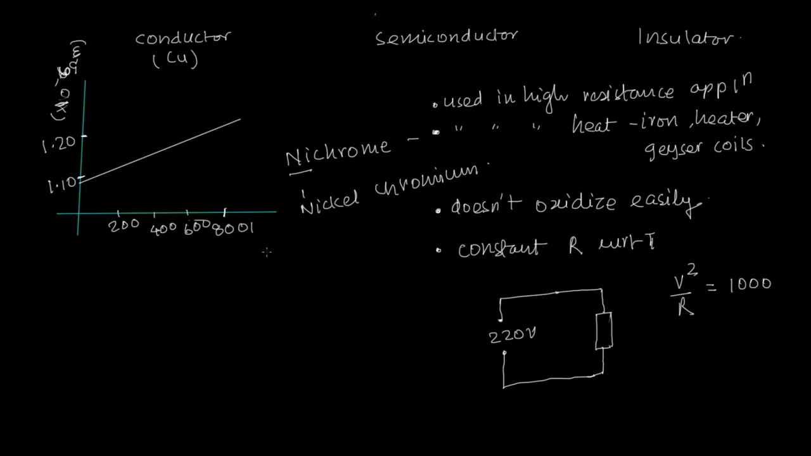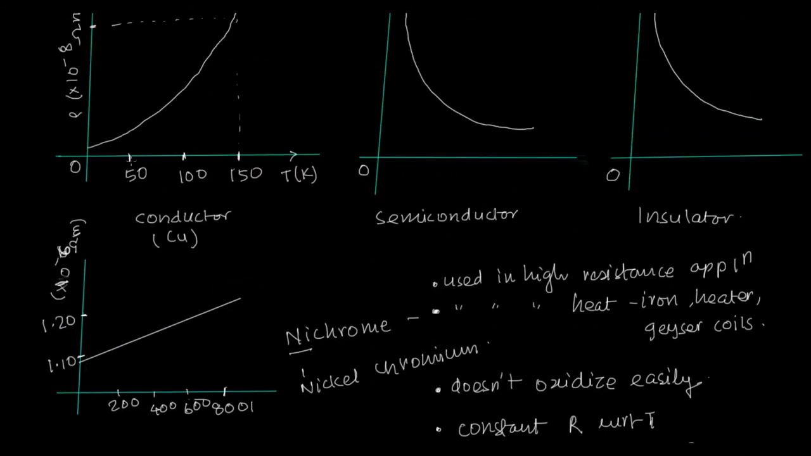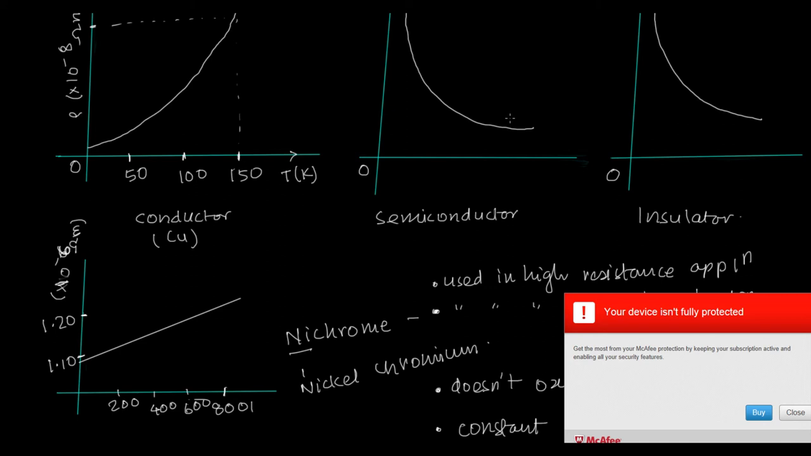Copper was a pretty non-linear sort of increase. Here it was a linear increase, but the percentage increase was very, very small. That was good with conductors. In both the cases, the resistance will increase. But in semiconductors and insulators, we see that the resistivity goes down with the temperature. Now, why must that be happening?